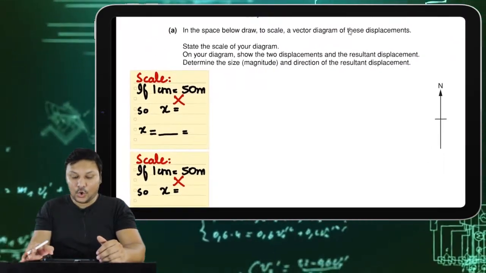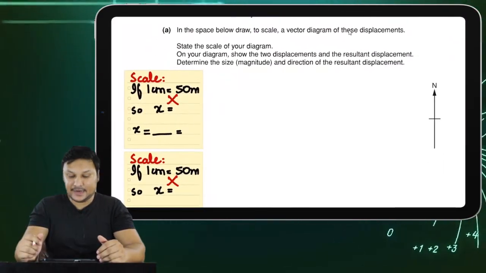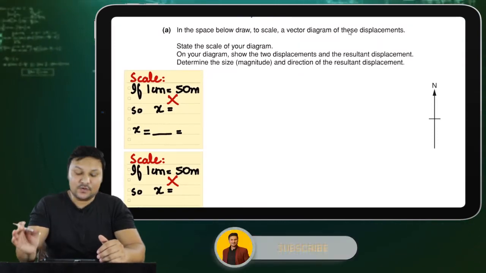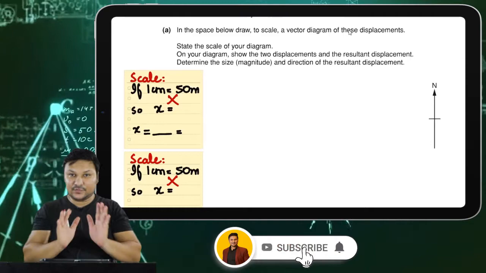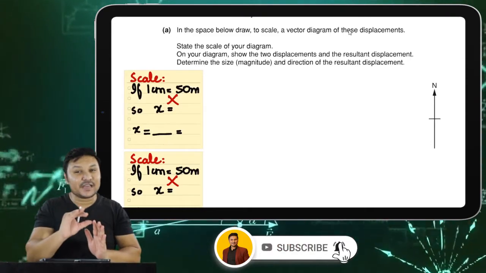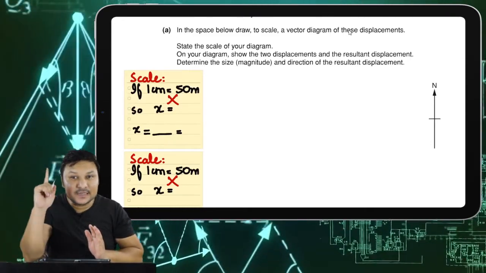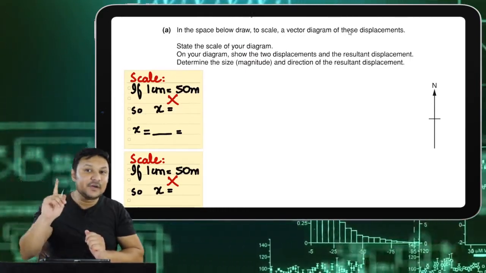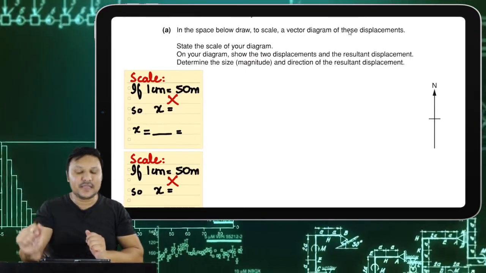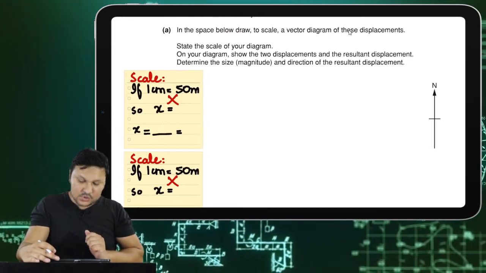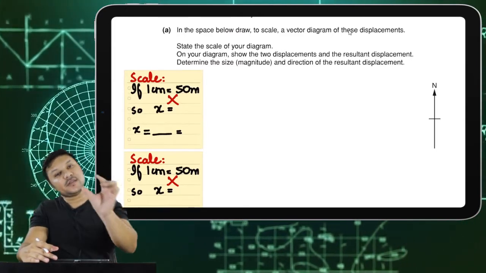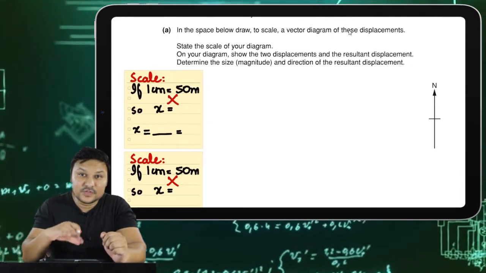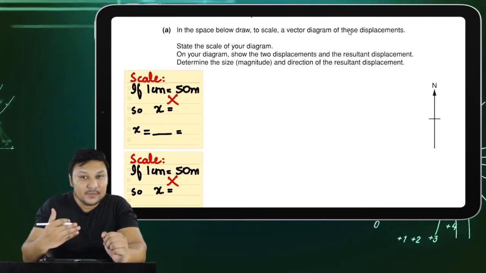In the space below, draw to scale a vector diagram of these displacements. State the value of your scale. That means we have to draw our own scale. Now we have a set of values: 500 meters north and 200 meters east. So we need to determine the magnitude as well as the direction of the resultant vector. And this time we will solve this vector through the graphical method.